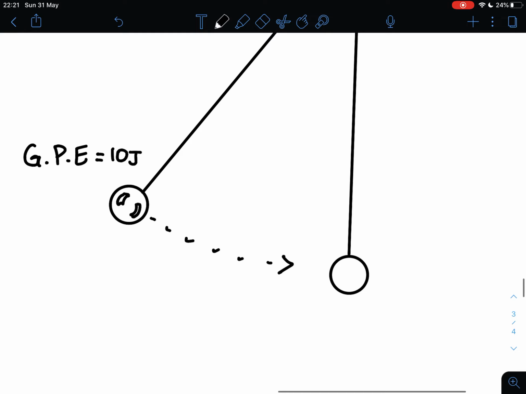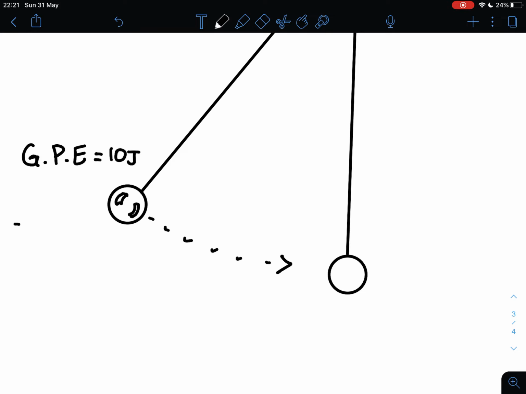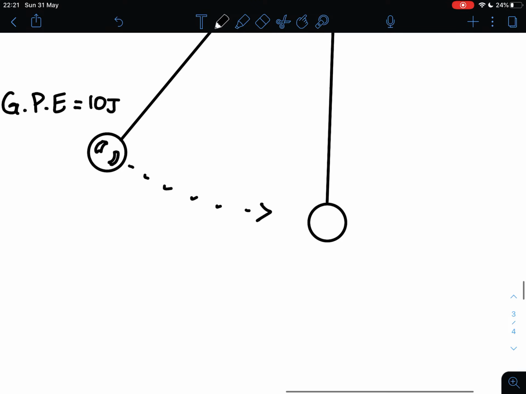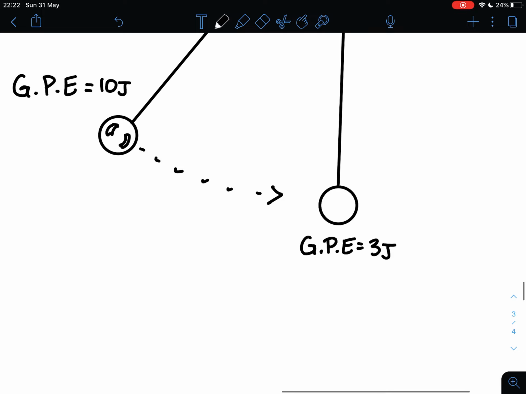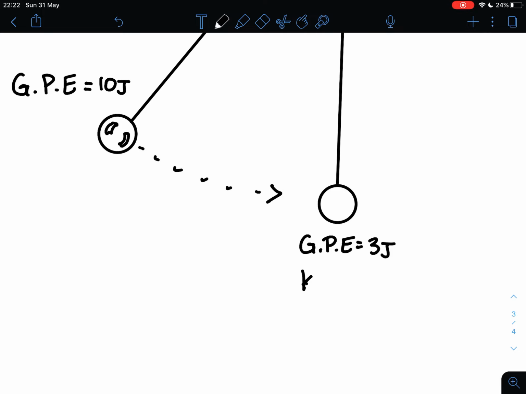What's going to happen to that energy as it moves from high up down to lower? Well, that gravitational potential energy is going to reduce. It's going to go down. The gravitational potential energy might go down to, let's say, 3. But here's the thing about energy. It cannot disappear. It has to become something else. So what does it become? It becomes kinetic, and it will be about 4.